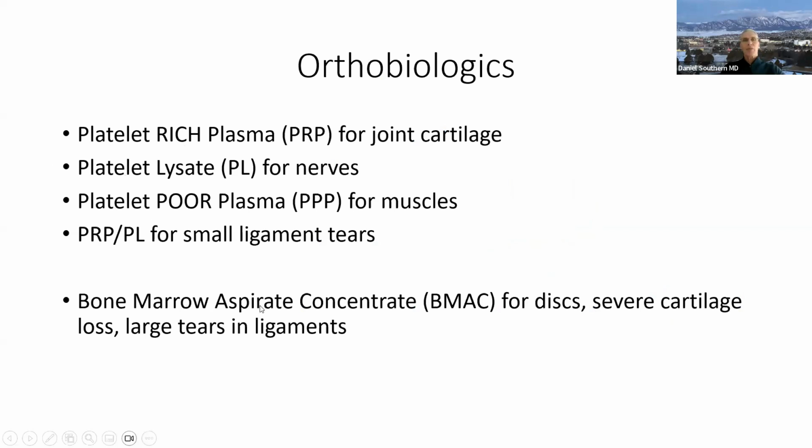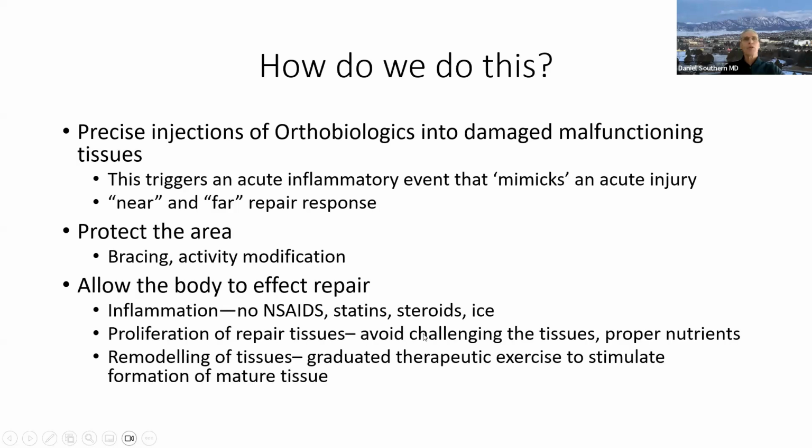Bone marrow tends to be reserved, and we call it bone marrow aspirate concentrate, or BMAC. You can think of stem cells when you see BMAC, but we call it bone marrow aspirate concentrate because that's what it is. I like to use this exclusively for discs. I don't like to use PRP in discs anymore. I get better results with BMAC. We also use it for severe cartilage loss and severe arthritis in joints, and for large tears in ligaments in the spine.